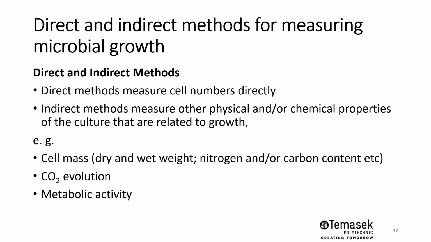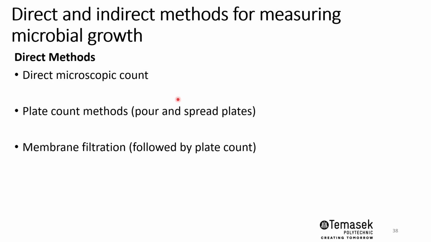Okay, so let's look at some of the direct methods for microbial growth measurement. The first method is the direct microscope count. We also have the plate count method, typically done using pour or spread plates. We will have practiced the pour plate in our practical, and some of you might have already gone through how to perform this plate count method. Another method is the membrane filtration method, and this is usually followed with the plate count as part of the direct method.